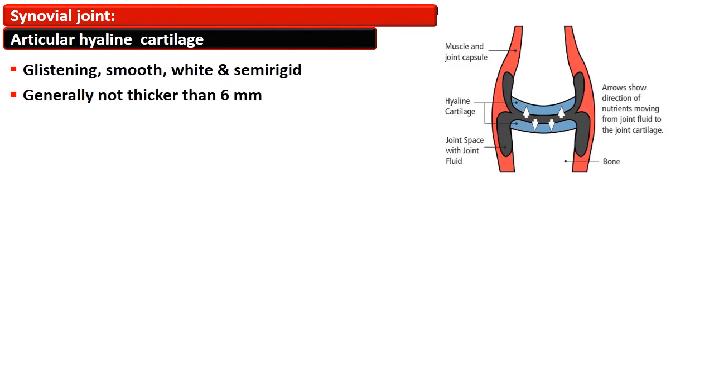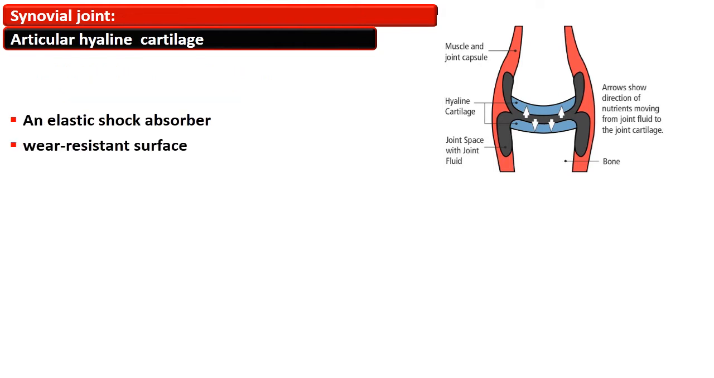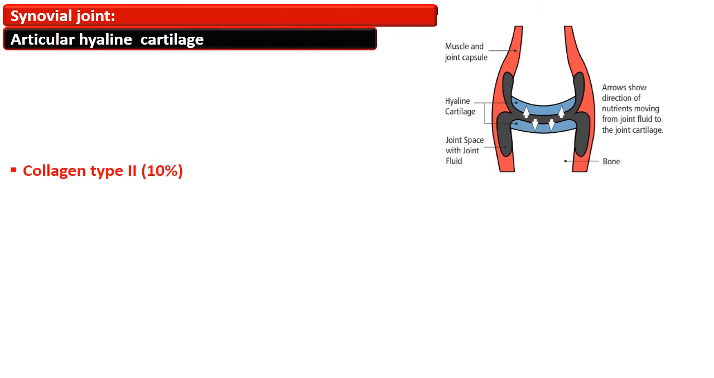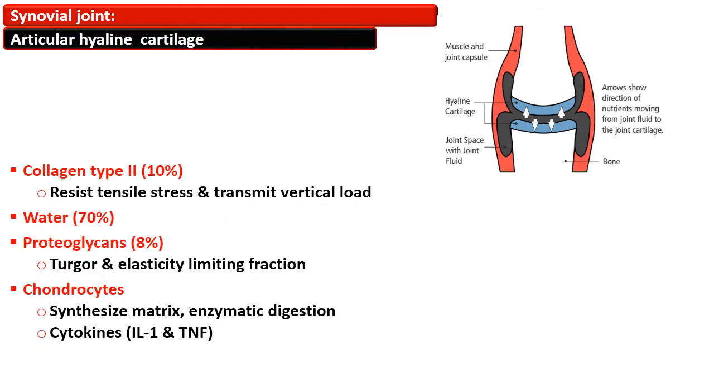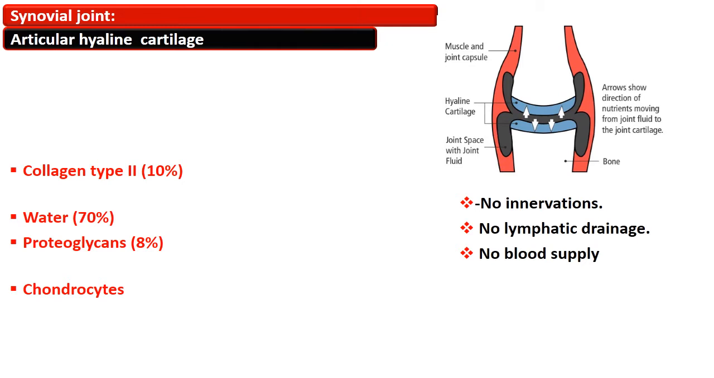The articular hyaline cartilage is glistening, smooth, white and semi-rigid. It is not thicker than 6 millimeters, and it basically serves as an elastic shock absorber and wear-resistant surface. It is composed of 10% collagen type 2, while 70% of it contains water. 8% of the articular cartilage contains proteoglycans, and the chondrocytes are also there. Collagen type 2 resists tensile stresses and transmits vertical load, while the proteoglycans are responsible for the turgor and elasticity limiting flexion. Chondrocytes synthesize matrix, enzymes and other proteins. It is important to note that there is no innervation, no lymphatic drainage, and no blood supply for this hyaline cartilage.